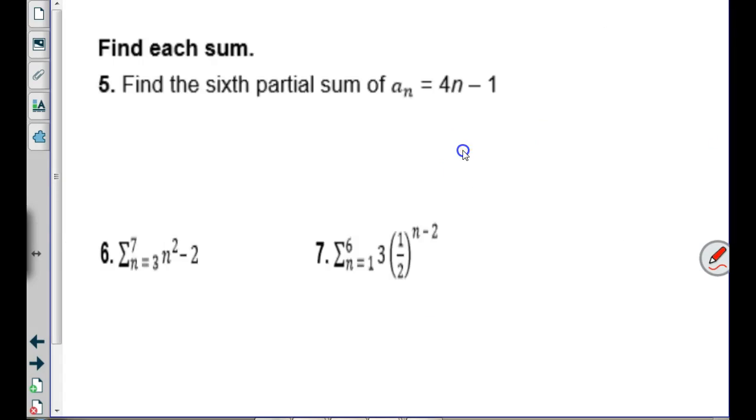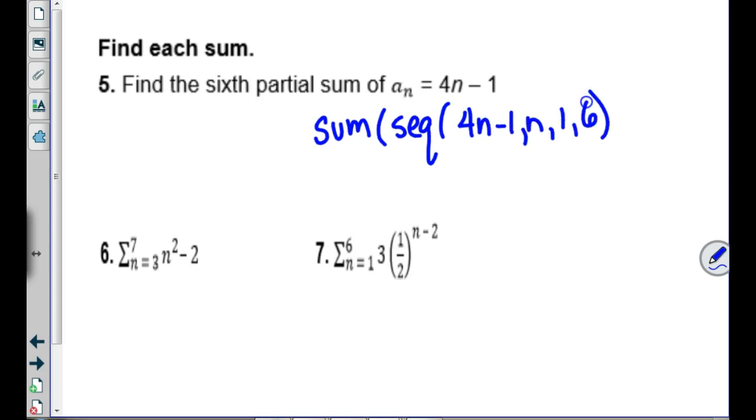All right, so find the 6th partial sum here. You want me to do it on the calculator? You could do sum sequence. It would be 4n minus 1, comma n, comma 1, comma 6, because it wants the first 6 terms. If you're not confident, you could just put in a 1 through 6. If you put in a 1, you get 4 minus 1 is 3. You put in a 2, you get 8 minus 1 is 7. Put in a 3, you get 12 minus 1 is 11. I can tell it's going up by 4.